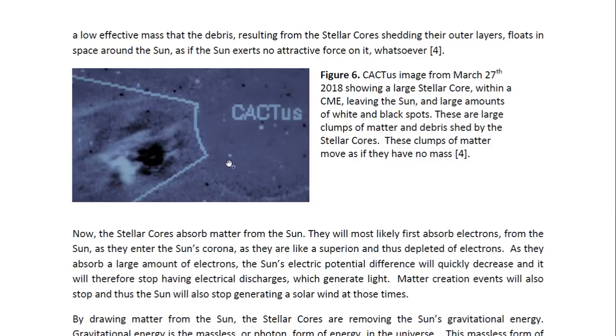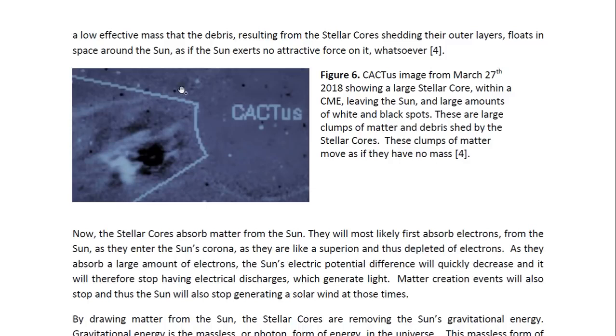And what we can see here is an image of the sun. This is a CACTus image, and you can see one of the large stellar cores within the CME, and it seems to be interacting with the sun. We see lots of plasma that seems to be streaking past it, but what we also see are these little spots, some are black and some are white, and these objects must be quite close to the sun, because whenever the sun ejects a CME, we can see these moving as if buffeted by a wind.